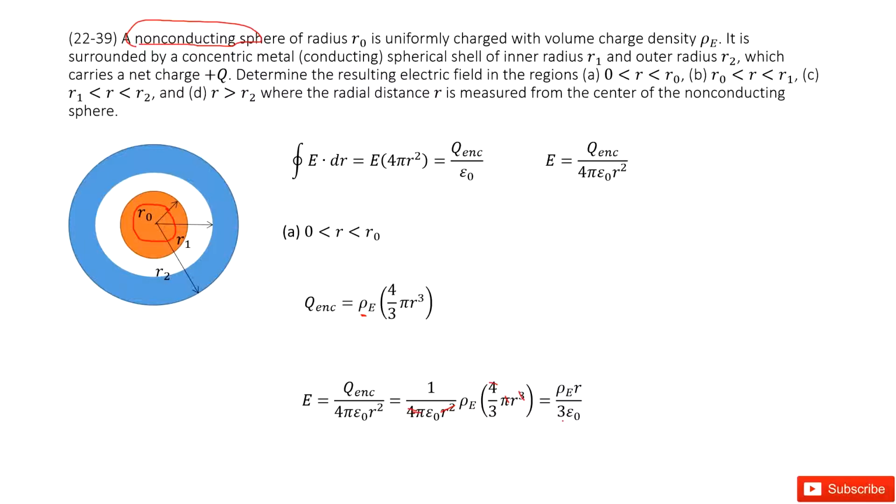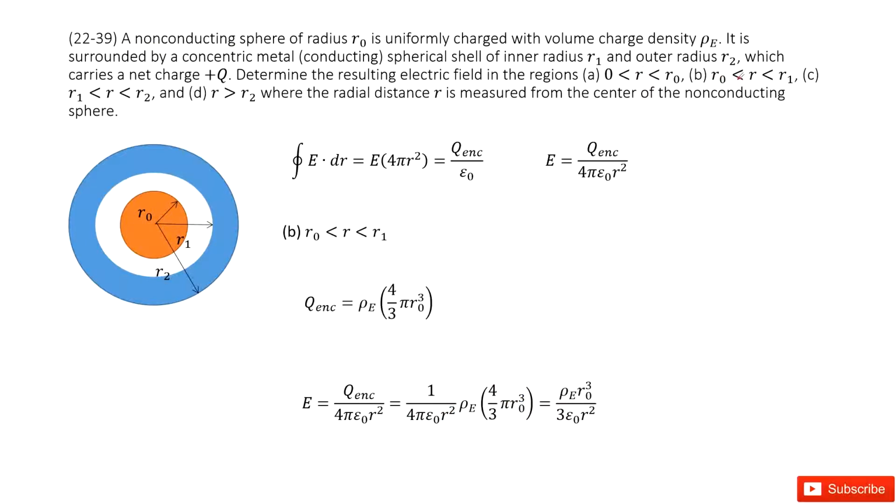Agree? The second case is r larger than r0, smaller than r1, so it is in this space. In this space, we can draw a Gaussian surface, looking like this one. Now we look at the enclosed charge. The enclosed charge is just this non-conducting spherical object, right? So this is the density times the volume. For this object, the radius is r0. So now we input the enclosed charge inside. You can see 4 pi cancelled.